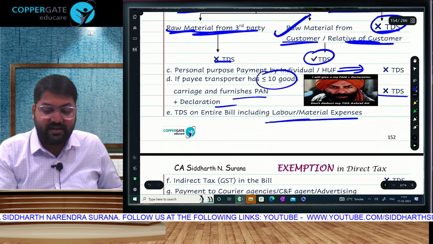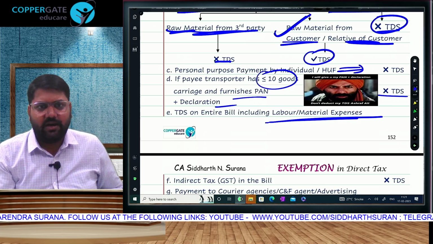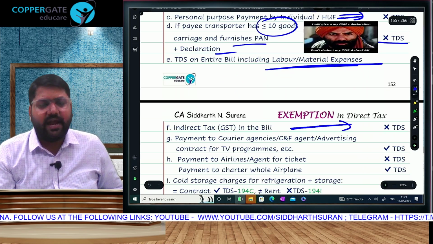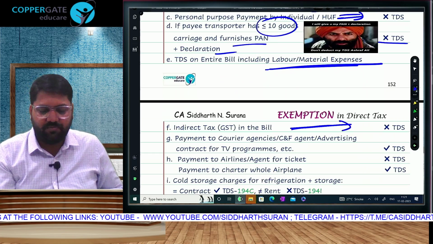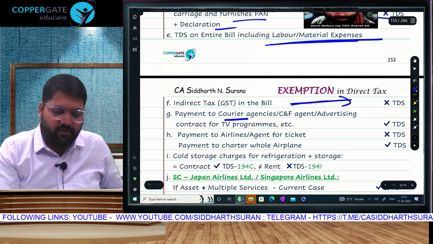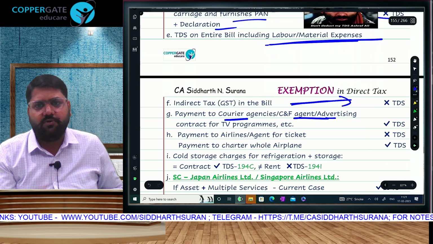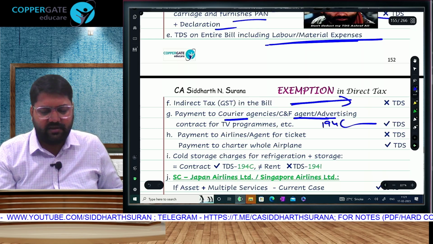TDS will come on the entire bill value including the out of pocket expenses. If there is any incidental out of pocket expenses, then that will also attract TDS. If there is any GST added in the bill, on that component there is no TDS. In fact, in the entire chapter, on the GST component there will be no TDS. If you are making payment to courier agencies, clearing and forwarding agent, advertisement contract for TV programs, all that will be covered in 194C only. There will be TDS on this.